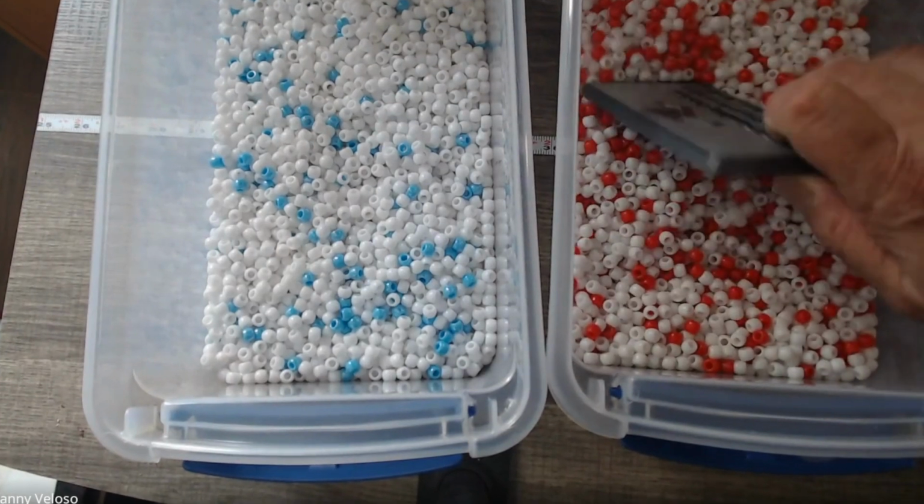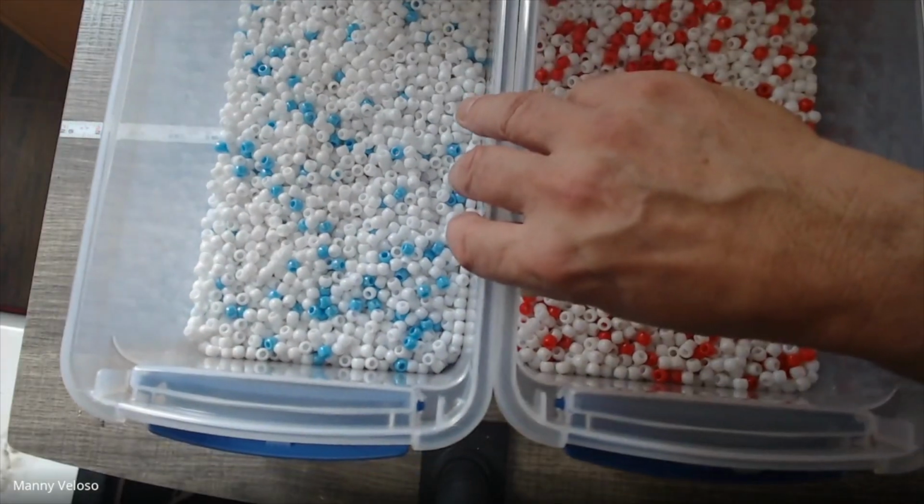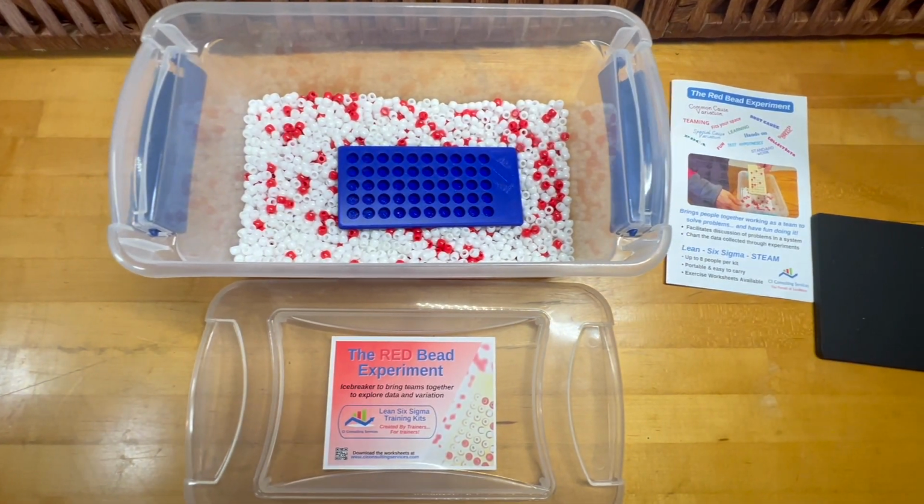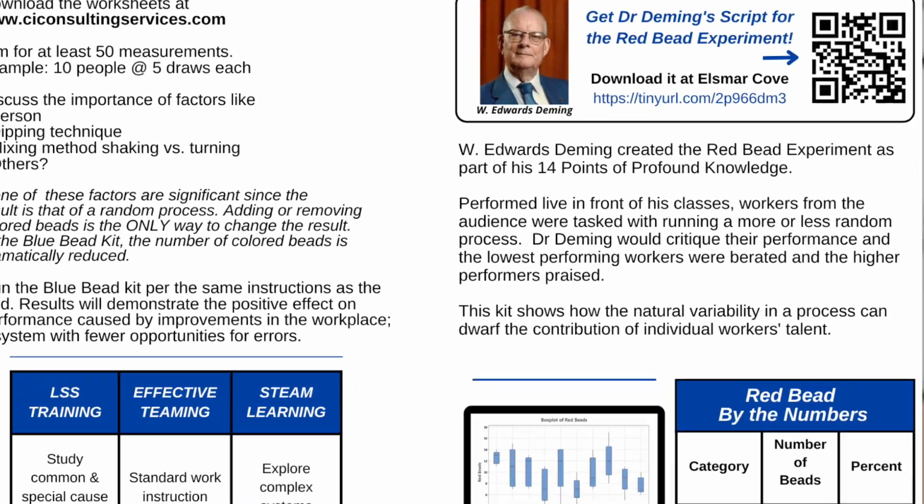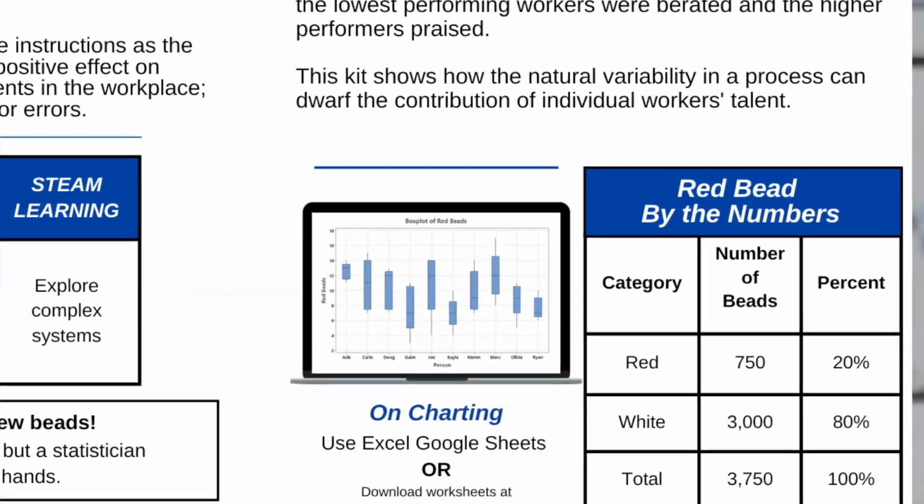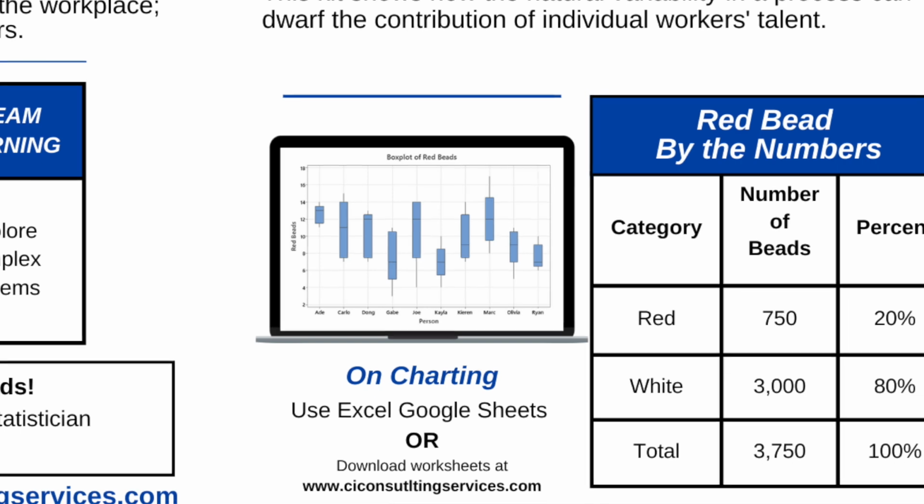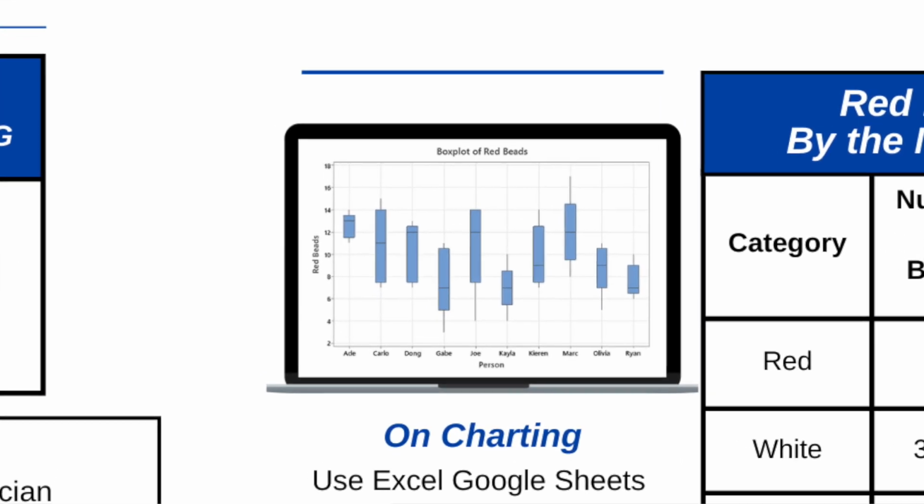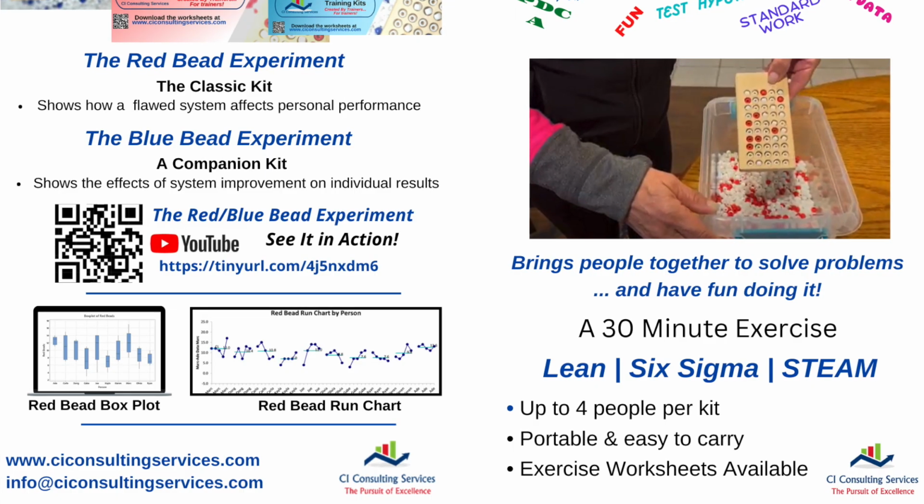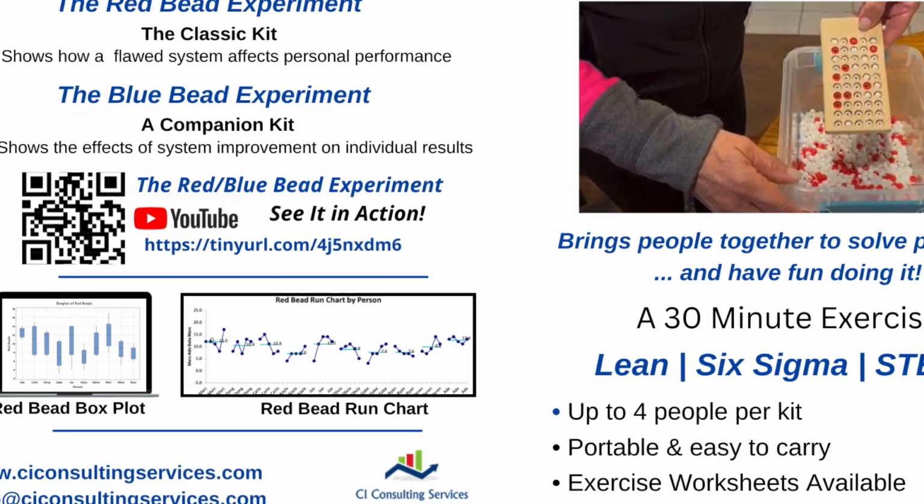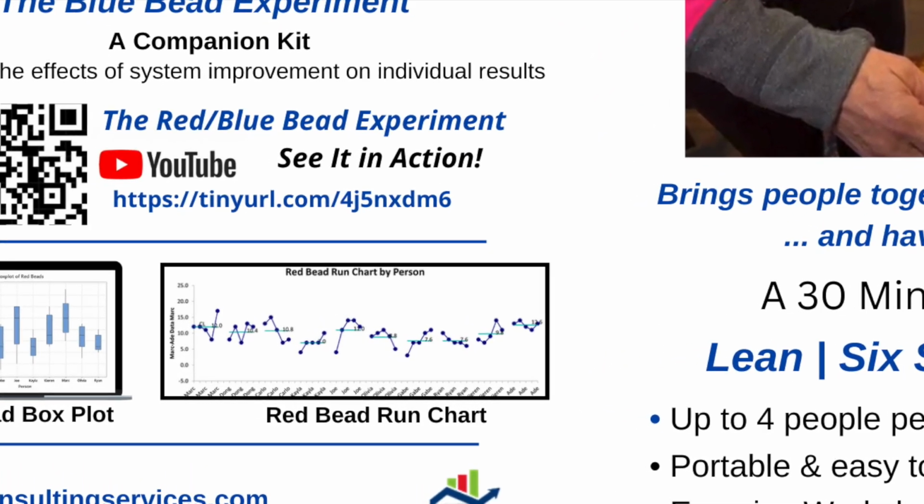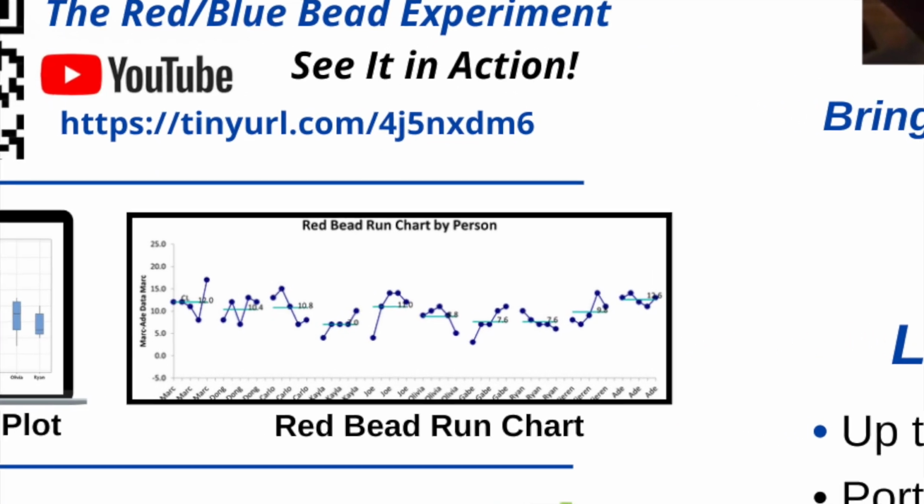It's very obvious that there's a difference between these. So I mentioned the red bead experiment has 20% red beads, but if you can see here on the left, we've got some box plots. The actual variability in performance, why some people are high and some people are low, it's because there's so many opportunities for red beads, or you said defects.